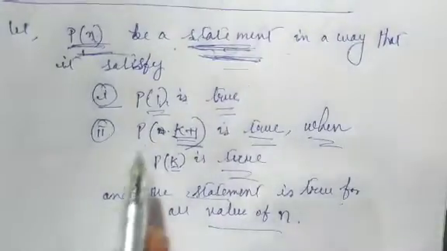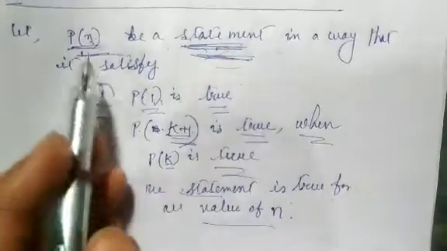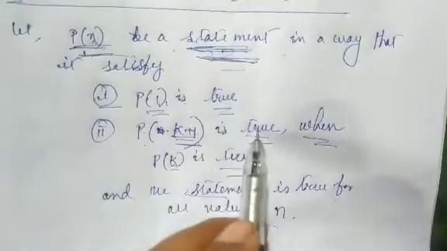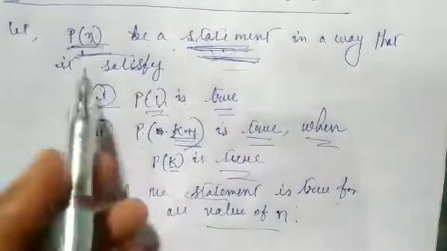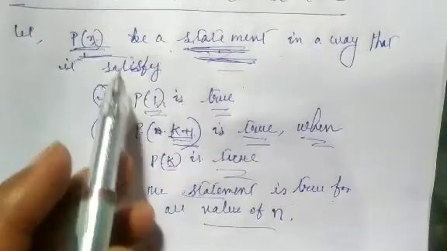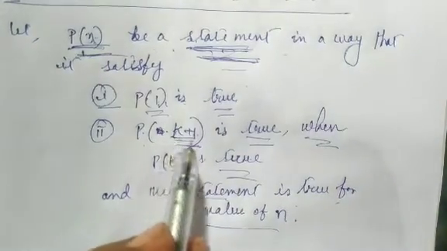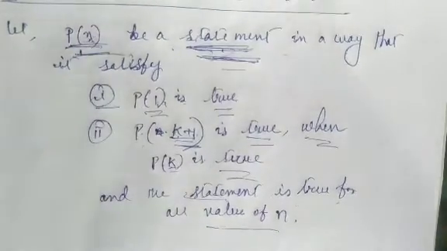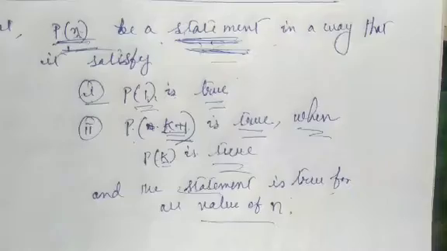So what is the second condition? The second condition is that P of k plus 1 is true. That means whenever in place of n we put k plus 1, this will be true when we take P of k as true. That means if the statement is true for n is equal to k, then the statement will also be true for n is equal to k plus 1. Now check for the second condition.